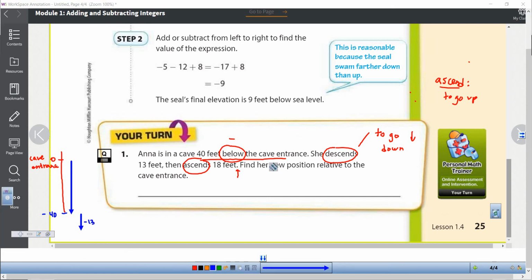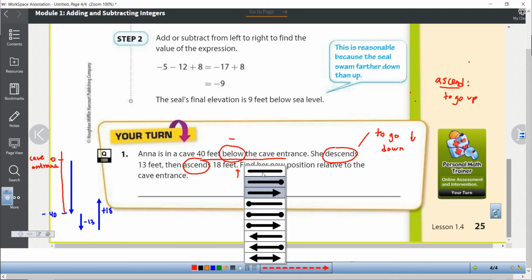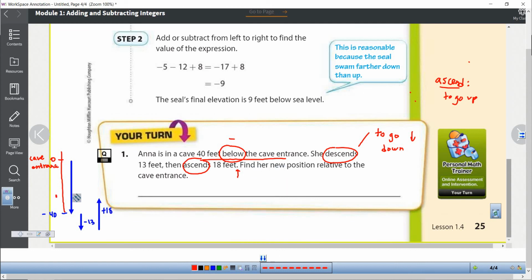Okay. And then what does she do? Then she ascends 18. Okay. Then she goes up 18. So the question is, where does she end up? Where does she end up here? So when I come across here to there, okay, what is this value right here? What is that height? That's what we're trying to figure out.